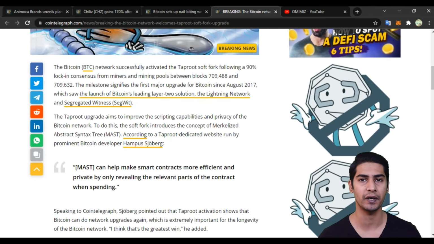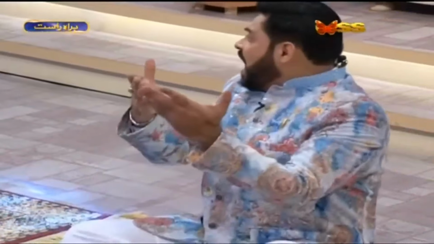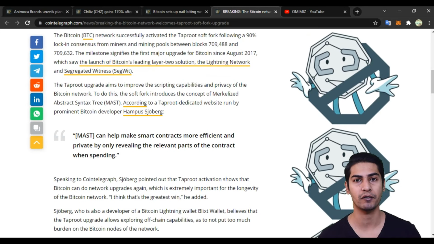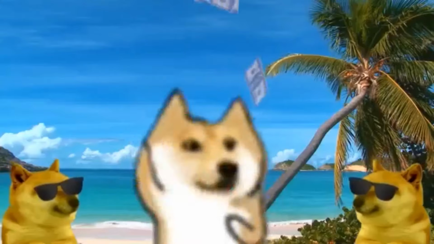So in 2017 we had something similar, but it wasn't Taproot, it was Segwit. Once the Segwit issue was solved between miners, then we experienced a massive bull rally that we had never before in Bitcoin. And now we are on the same stages, but the difference now is we've had a Taproot upgrade, and that could also begin a massive upside rally.